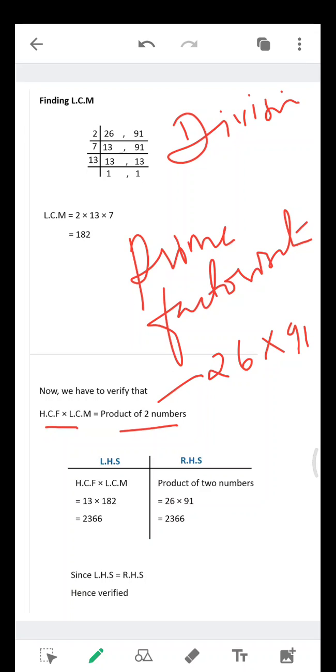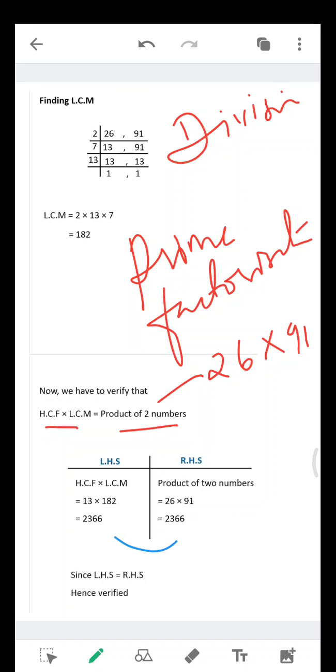So let's multiply HCF and LCM. Our HCF was 13 and the LCM is 182. When we multiply both, we get 2366. Then multiplying the numbers, what are the numbers we found LCM and HCF for? Those are 26 and 91. So 26 into 91 will also give you 2366. So both are equal. That is, HCF into LCM is equal to the product of the two numbers.